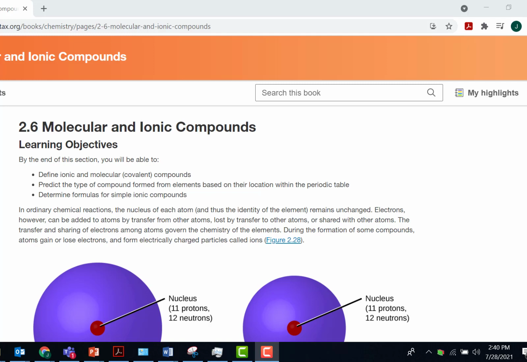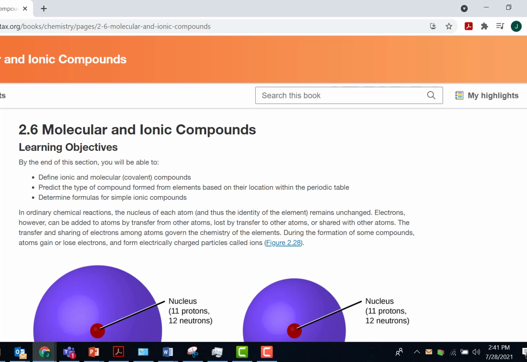Hello, everyone. We will be going through section 2.6 on molecular and ionic compounds. This is the section where we get to start looking at how the elements combine to form compounds and predicting ways in which that might happen. So the learning objectives here: define ionic and molecular or covalent compounds, predict the type of compound formed from elements based on their location within the periodic table, and determine formulas for simple ionic compounds.